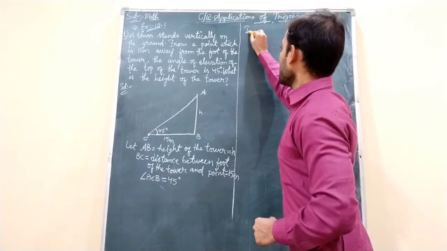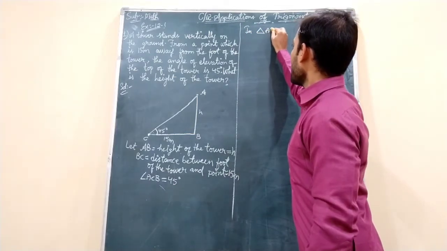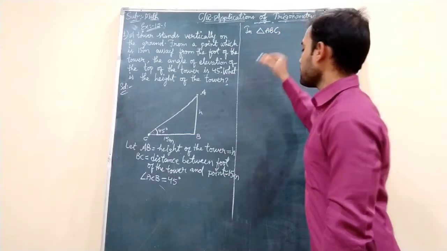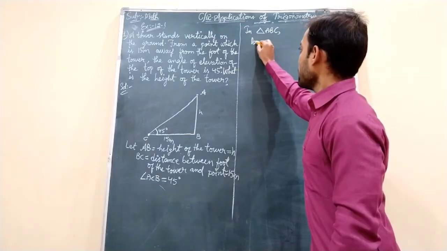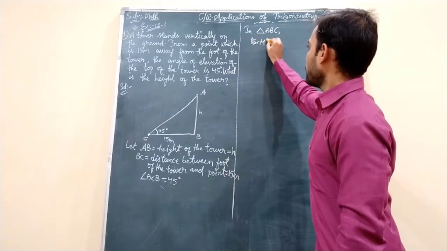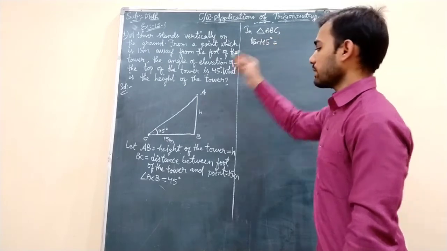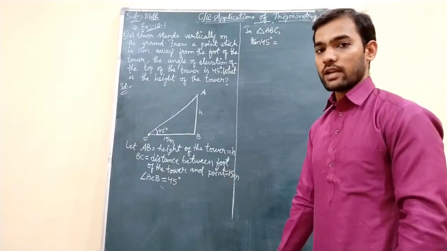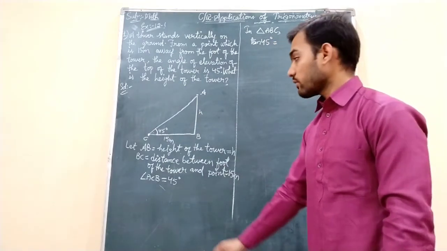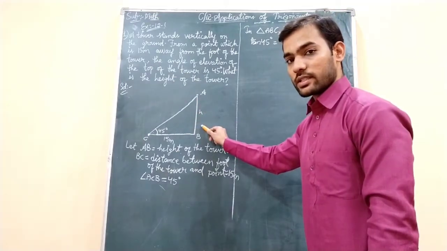So in triangle ABC, I am taking which ratio? Tan 45 degree. Tan theta, no? So here theta is 45 degree, that is the reason tan 45 degree. So as per this tan 45 degree, this is opposite side.